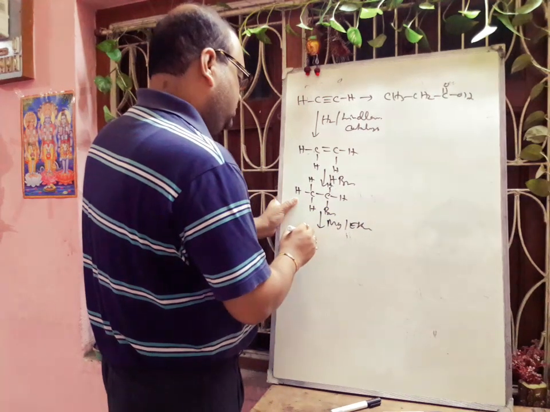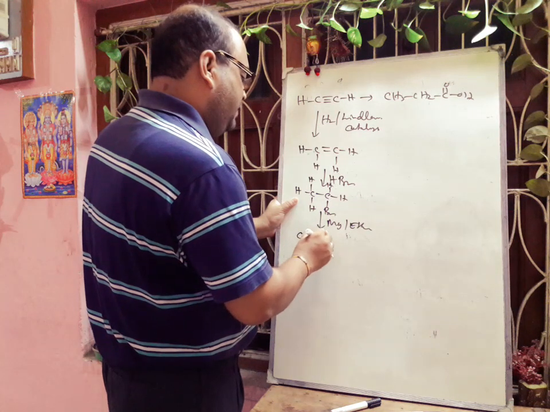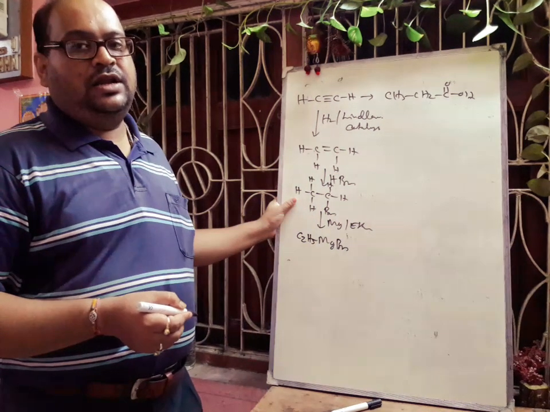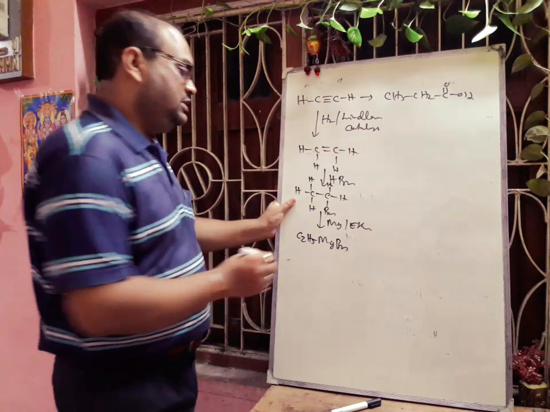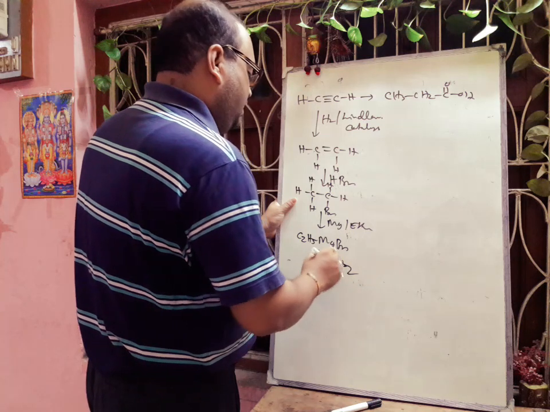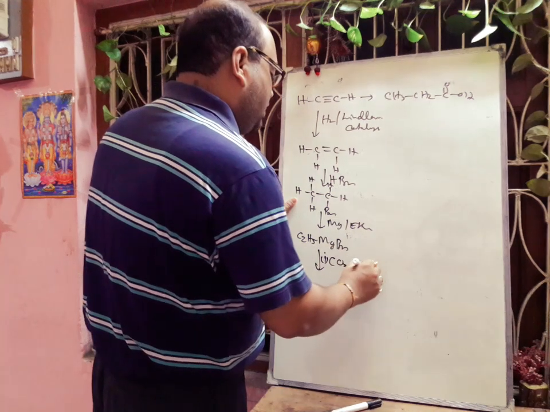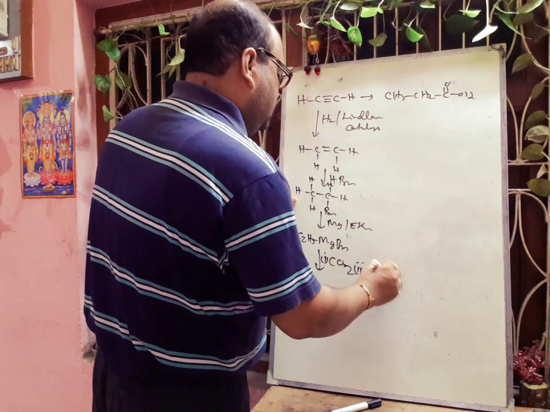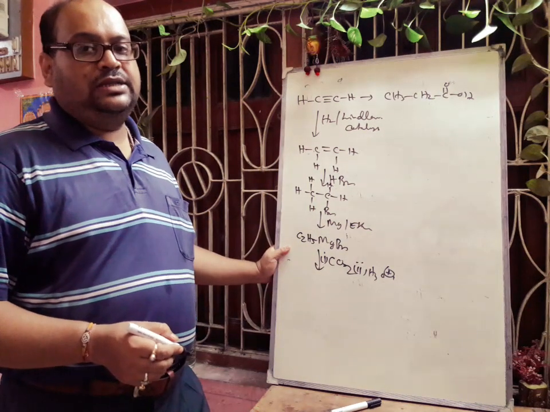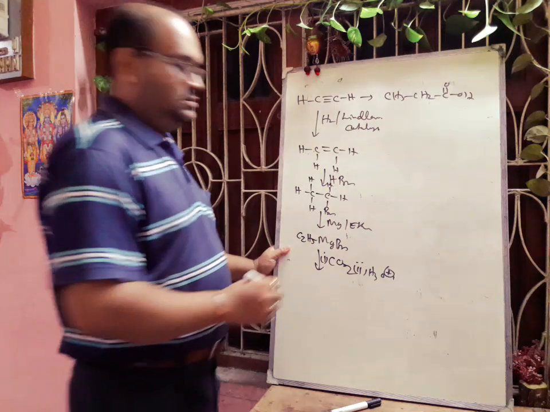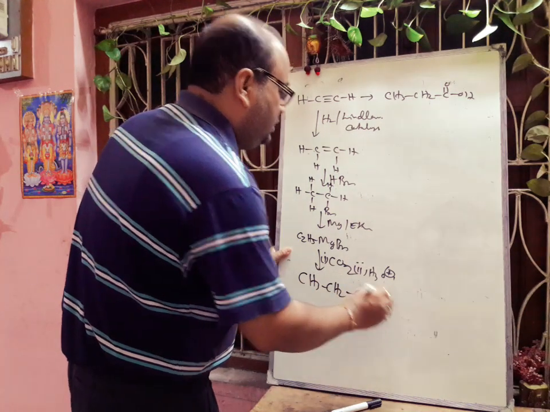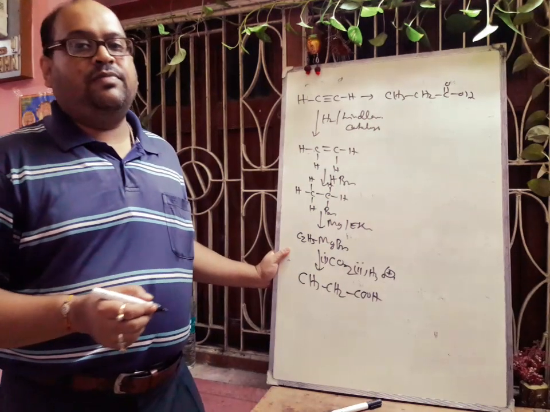Then it will produce C2H5MgBr, ethyl magnesium bromide. Now, if we react this ethyl magnesium bromide with carbon dioxide, okay, and in second step we work up with H3O+, definitely it will produce our desired product, that is the propanoic acid, that is CH3CH2COOH. So in this way we can prepare propanoic acid.